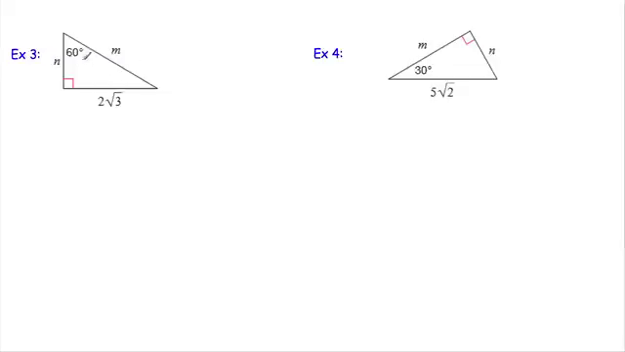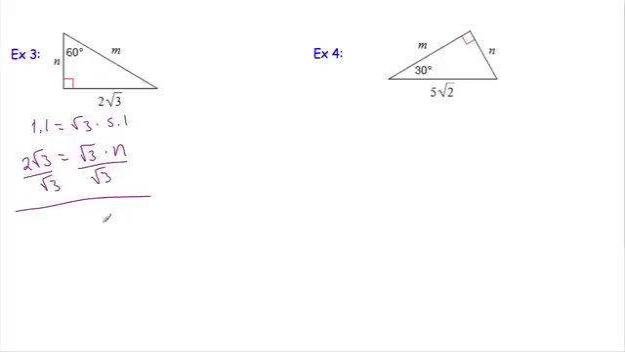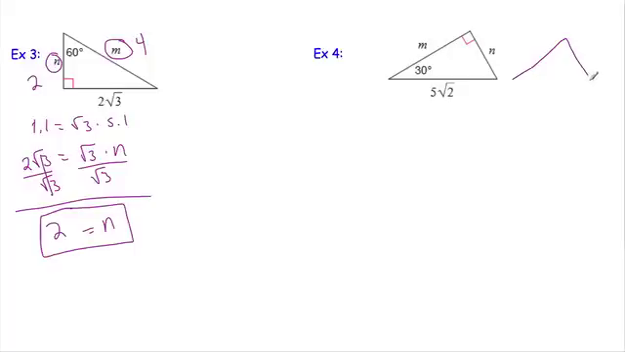Yeah? Okay, so the longer leg, so this is the longer leg, is radical 3 times the shorter leg, right? So the longer leg, so 2 radical 3 equals radical 3 times n. Divide by radical 3. n equals 2. And what do I know about the shorter side on the hypotenuse? It's always double, so if this is 2, this is going to be 4. Piece of cake. All right, let's do this one with the similar triangles, just in case you like that method.